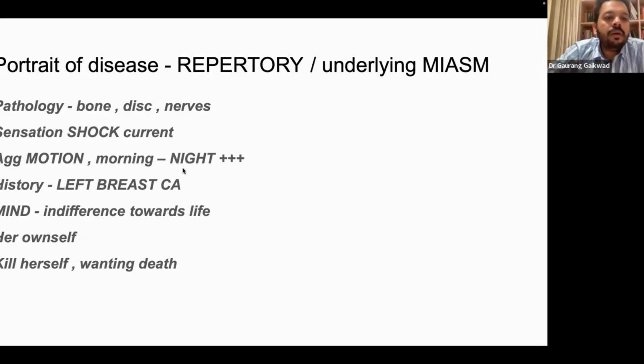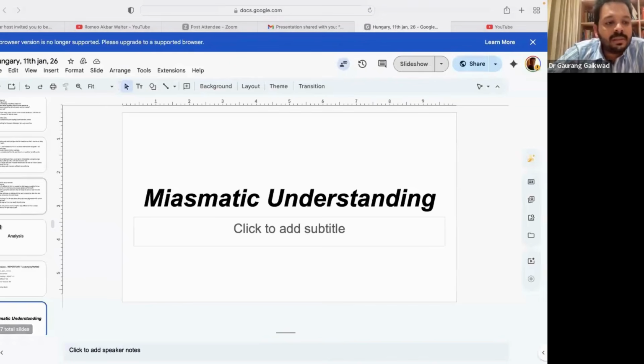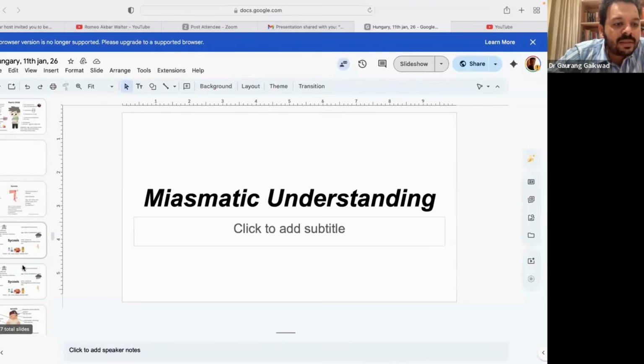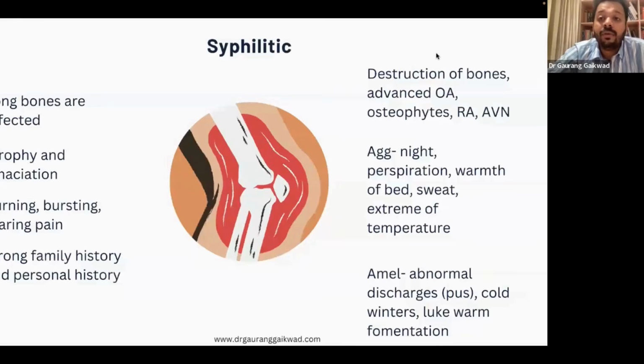Interestingly, there's a history of breast cancer. Interestingly, the main state is a lot of indifference towards life. You can see that in her expressions, and she almost wants to kill her own self, wanting death. I want to die. This is a typical state. We already know this. If you want to understand the miasmatic picture of this particular case, we can also consider studying it in that way.